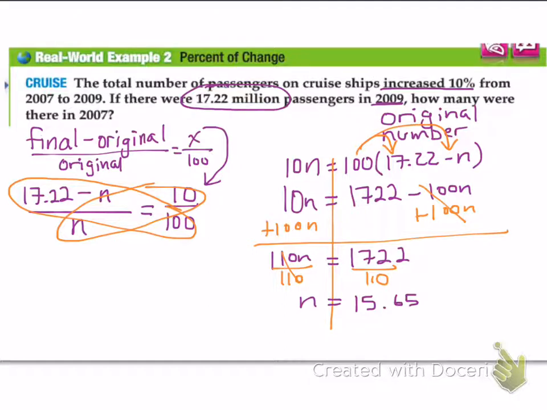After I solved it and combined the n's on each side, added 100n on each side and divided by 110, I got 15.65. Now what does this number signify? Again, in our case, n stood for the original amount in 2007, so this means that there were 15.65 million passengers in 2007.